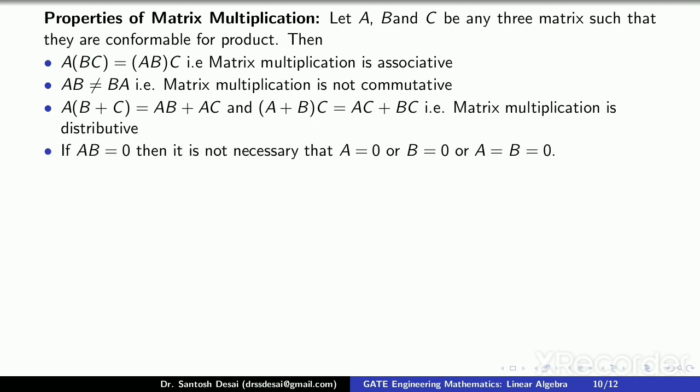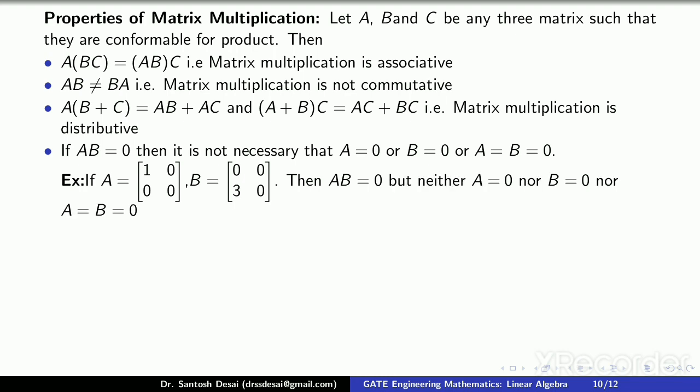Now, if AB is equal to the 0 matrix, then it is not necessary that A is equal to 0 or B is equal to 0 or both A and B are equal to 0. Now for this, let us consider one example. Let A, B be two matrices of order 2 by 2. Now one can check that AB is equal to 0, but here all the elements are not 0, so therefore A is not equal to 0 and B is also not equal to 0.